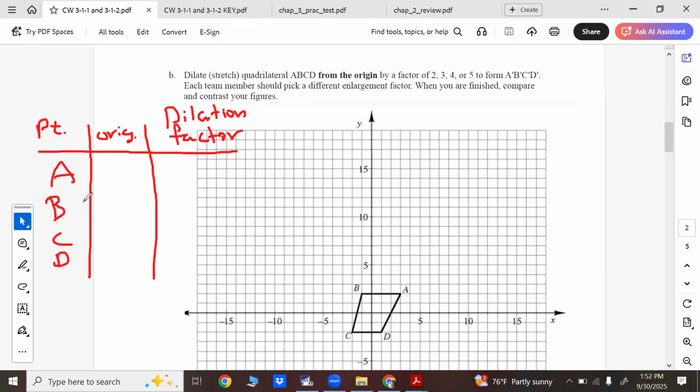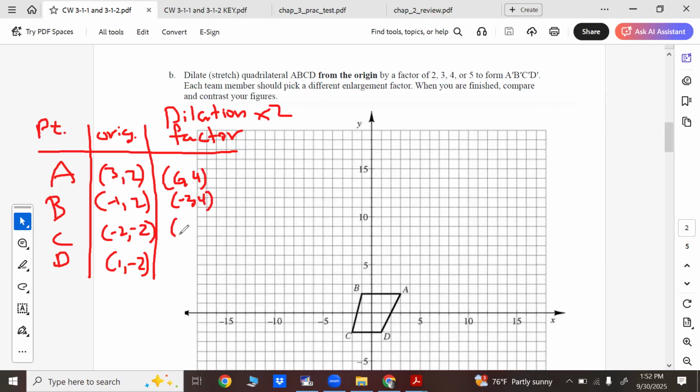What are the coordinates of point A? 3, 2. What are the coordinates of point B? 1, 2. Point C. -2, -2. And point D. Perfect. Okay. So I'm not gonna have you guys dilate all 4 of these factors in your groups because that's just too much. So the group with William, Lucas, and Peter, you guys are gonna have dilation factor 2. Since they have dilation factor 2, what are they gonna do to each coordinate? Multiply it by 2. So they'll have 6, 4. What will the next one be?